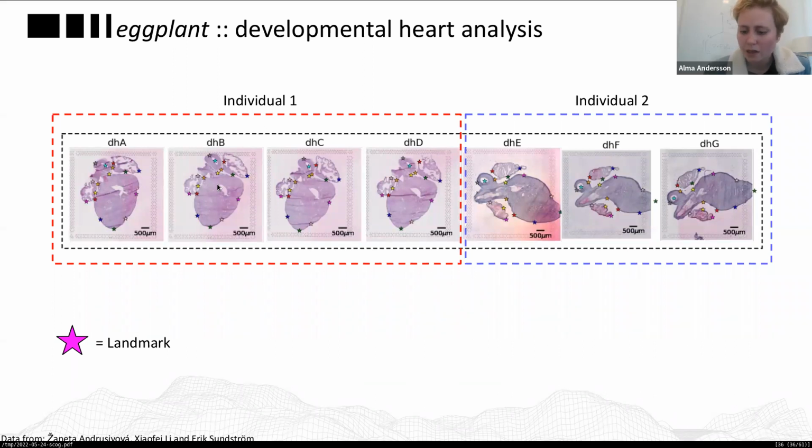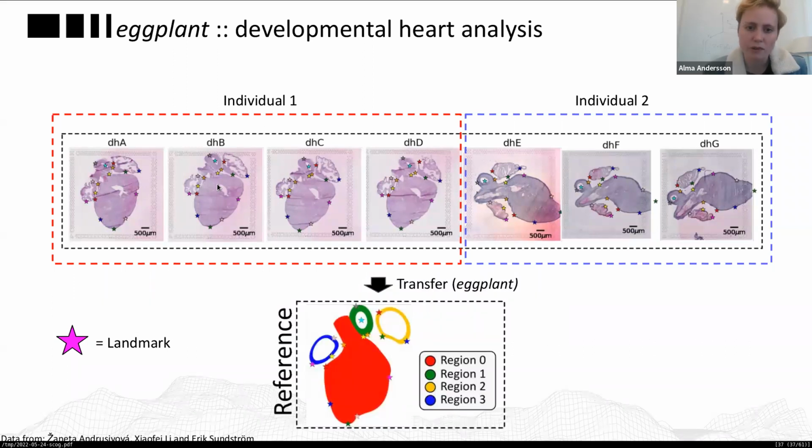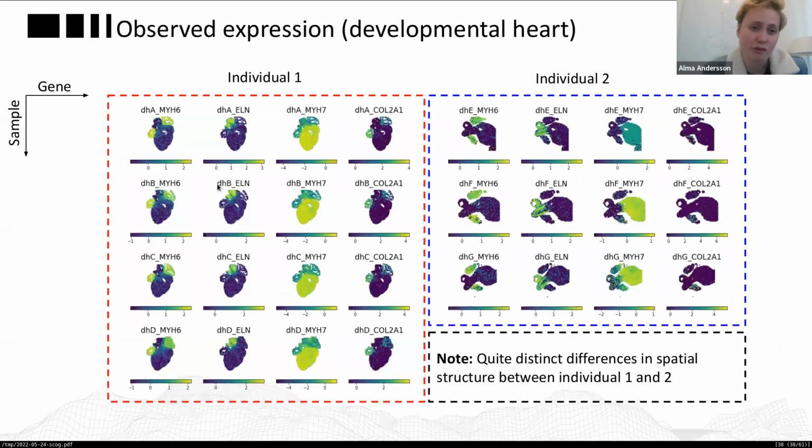And below here, we have the reference that we want to transfer the information to. You can also see how we annotated different regions in the reference. For now, you can not think too much about them, but I will come back to them later on. In this case, the kind of information that we want to transfer is the expression of 4 different genes, MYH6, ELN, MYH7, and COL2A1.